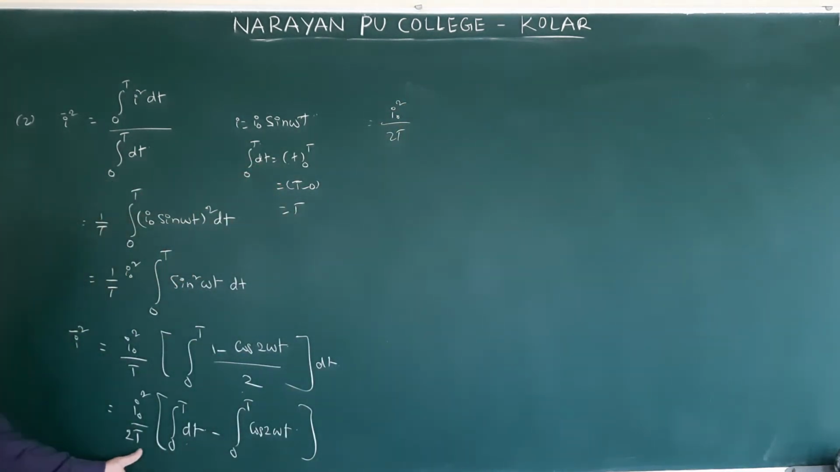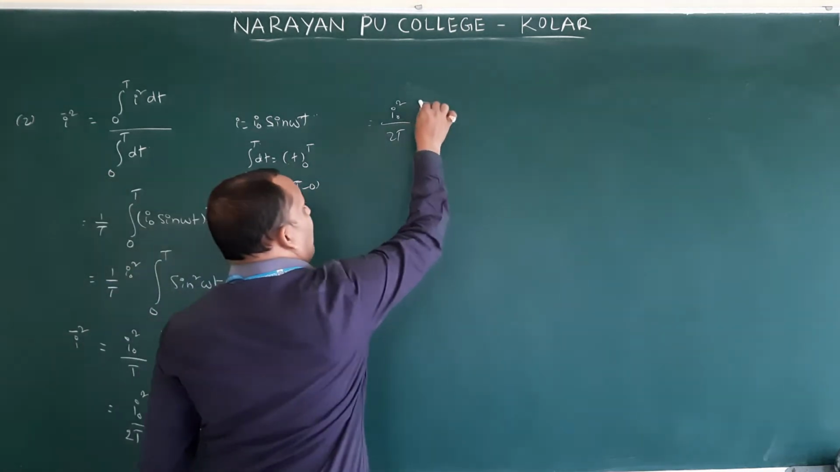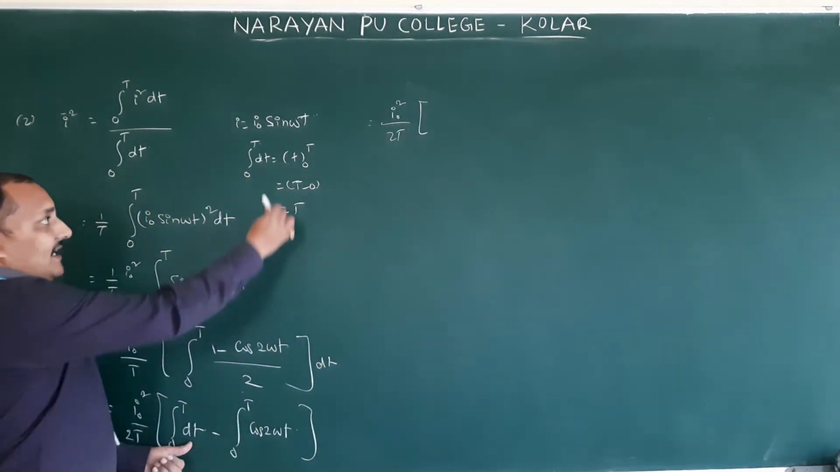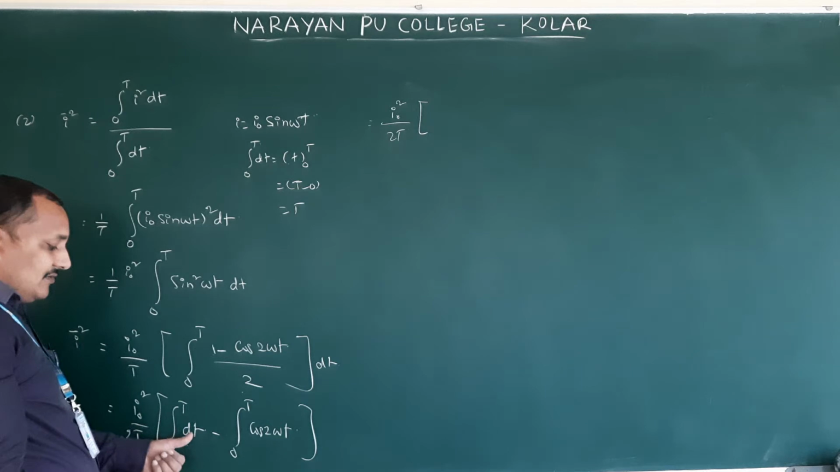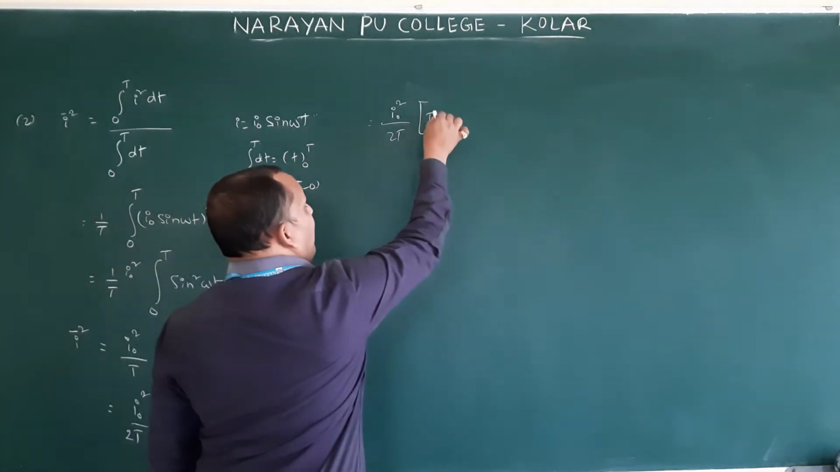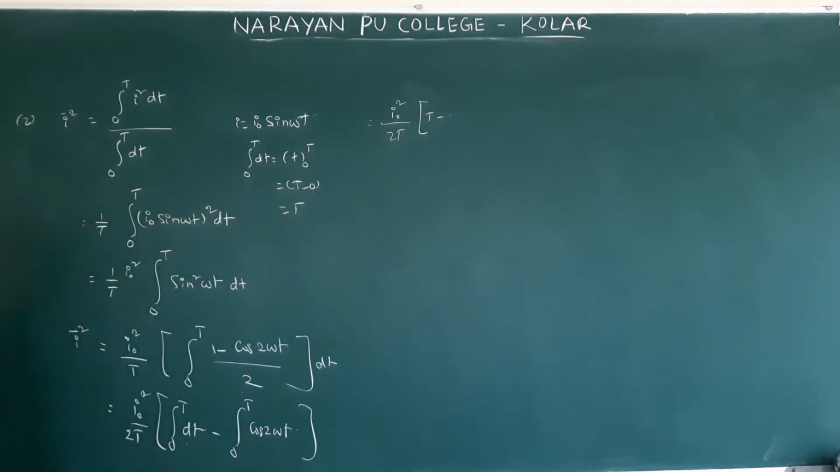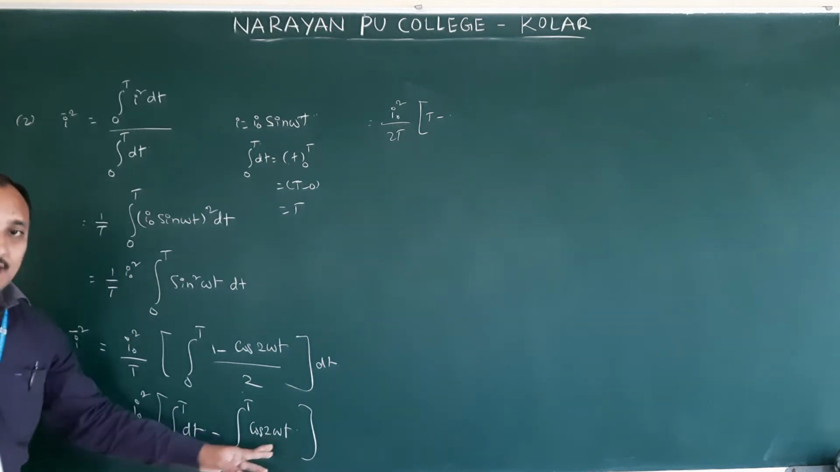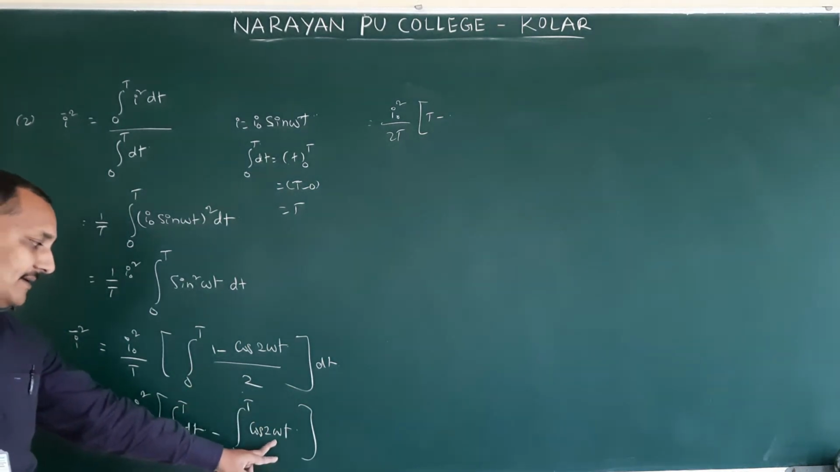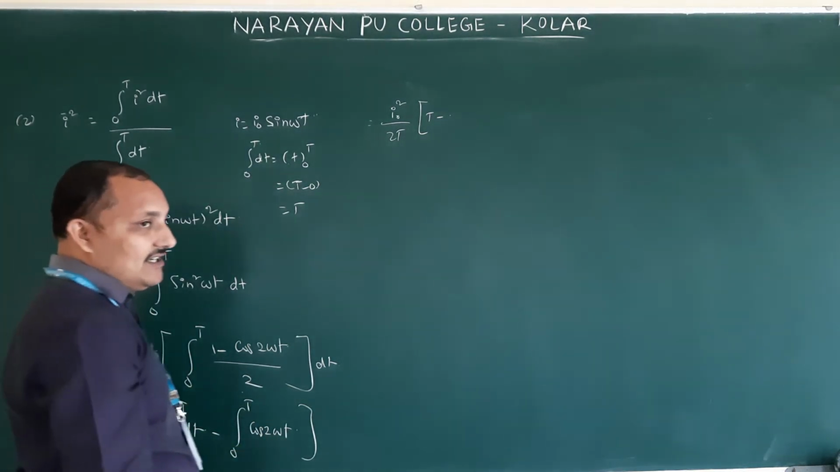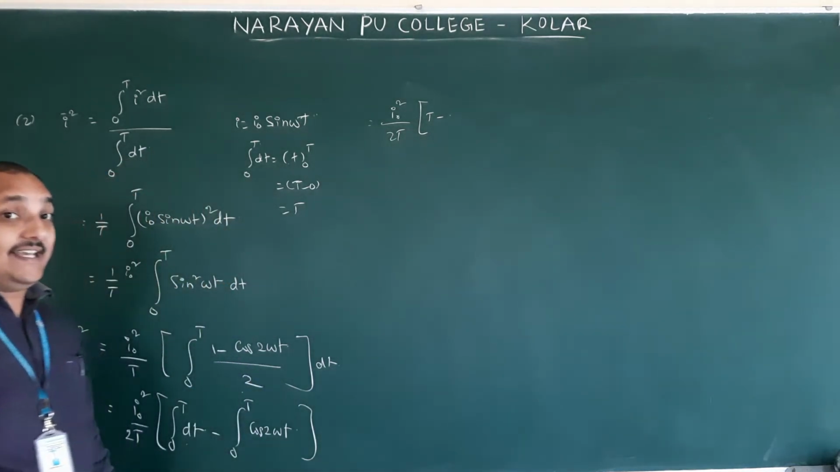I naught square by 2T. This value I am writing. So the integral dt we already calculated, between the limits 0 to T, value T minus cos 2 omega t. Already some people may have got the idea. So integral cos theta means sin theta. Correct?